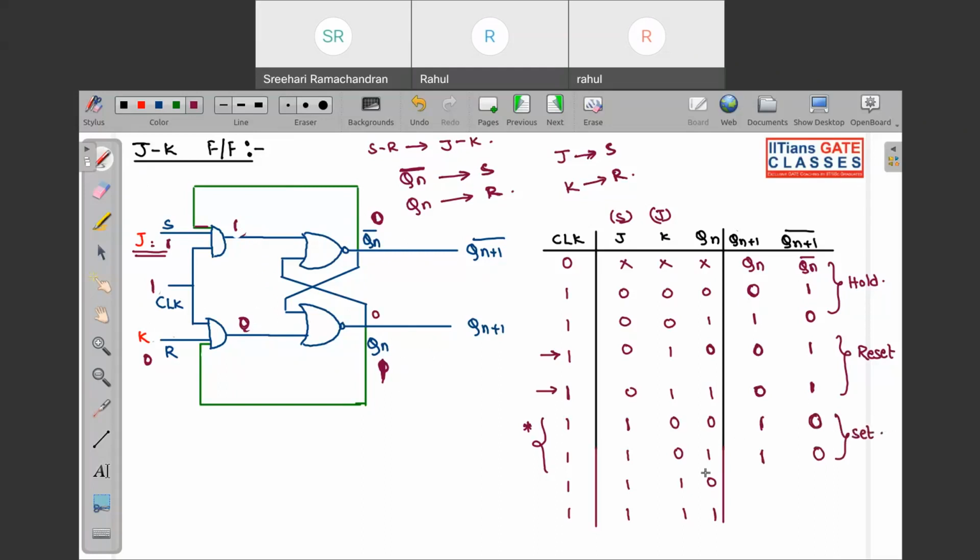Set. Now look at these last two cases. Previously we were getting invalid, but this time look what we get.